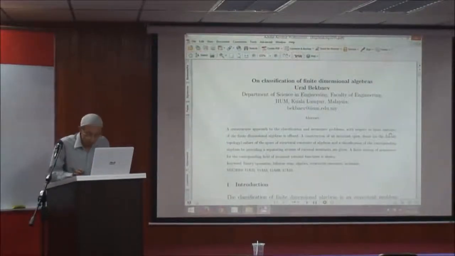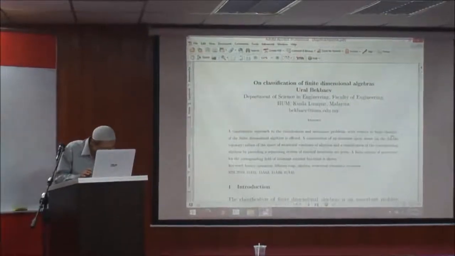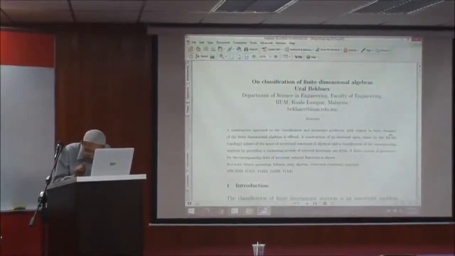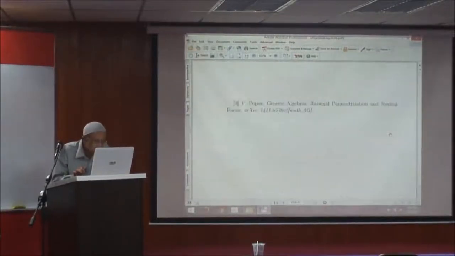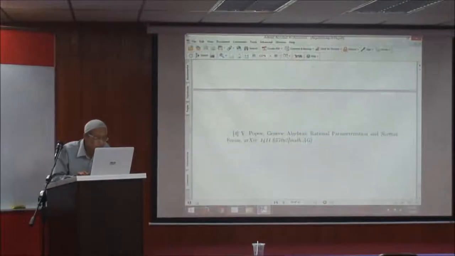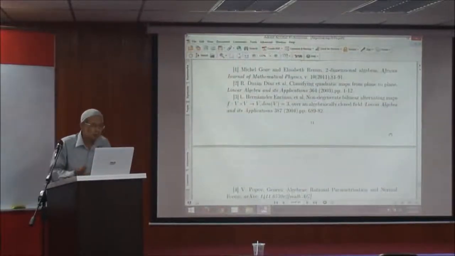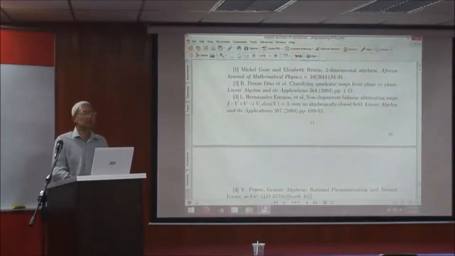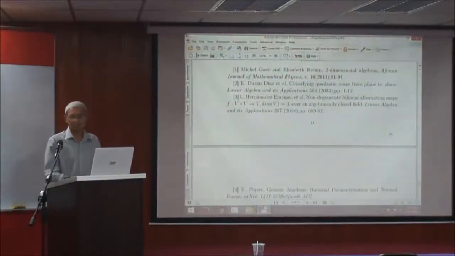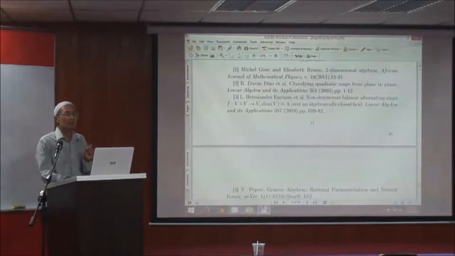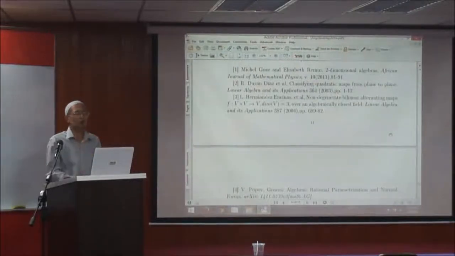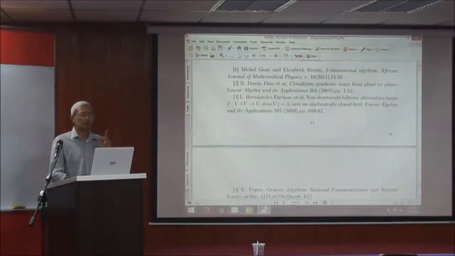Let me show here some papers. For example, in the first paper you can find the classification of all two-dimensional algebras. Here algebra means only the following: a two-dimensional vector space and the product is given. There is no other requirement, no commutativity or anything of that kind. And here they consider an arbitrary field, but a full classification you can find.